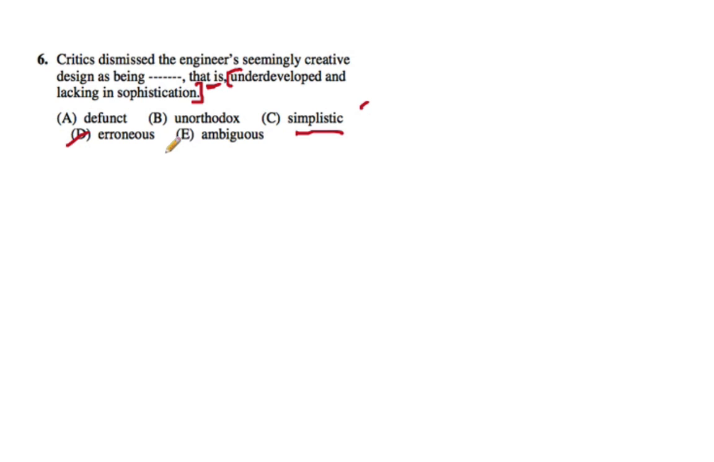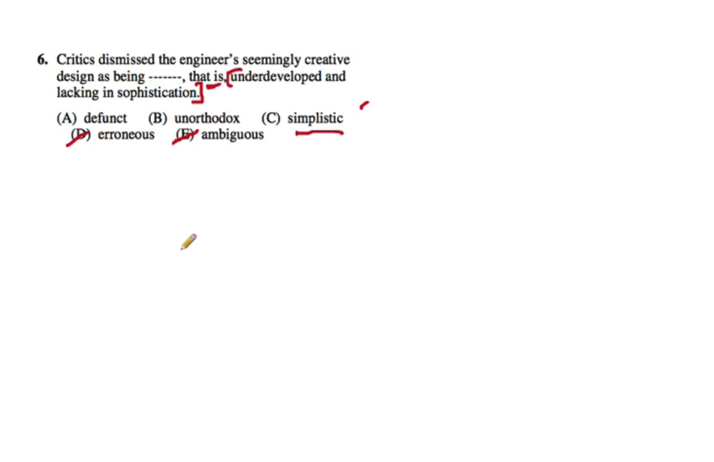Ambiguous, let's assume you know what ambiguous means. Ambiguous means unclear. That's not it, we'll cross it out. Now let's say that's as far as you can get. Let's say you got a strong gut that simplistic must mean something like simple, and that is certainly close to lacking in sophistication. And you didn't know what defunct or unorthodox meant. Even though you can only cross out two choices, you should definitely pick C, even if you don't 100% know it. It's an educated guess.